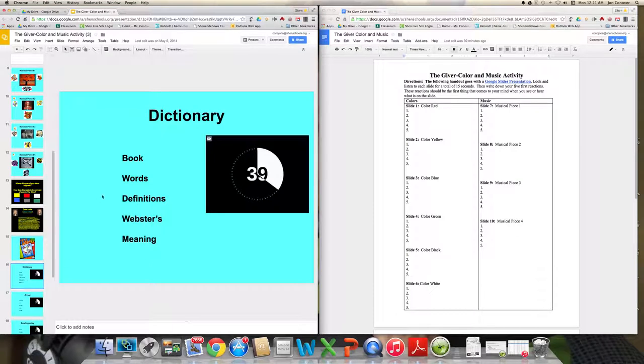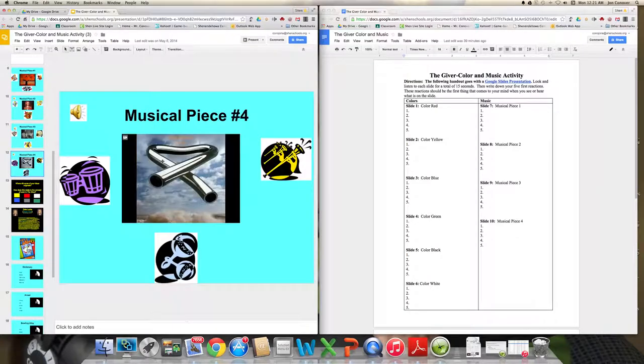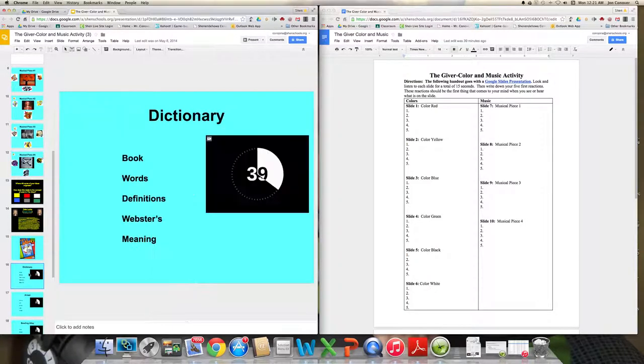In each one of them, we have a YouTube clip of a clock embedded right in here, just like the YouTube clips for the music were embedded into these slides. But these are countdown clocks, 1 minute. They have to stand up in front of the classroom and describe what a dictionary is without being able to use the word book, words, definitions, Webster's, or meaning.